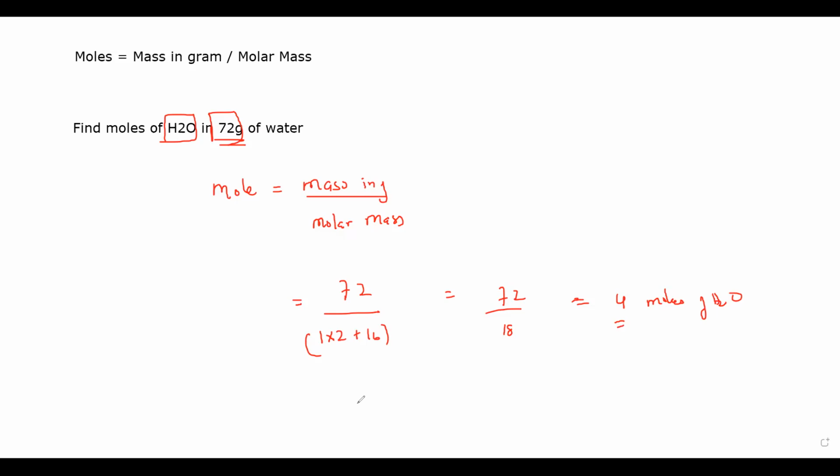That's the first formula of finding moles, that moles equal mass in gram divided by the molar mass. So according to the question, we have 72 grams of water and the molar mass of the water. To get the molar mass, we have to use a periodic table. There are 2 hydrogen atoms, each having a mass of 1, and there's only 1 oxygen atom having a mass of 16. So total mass of water is 18. So 72 divided by 18, the result will be 4 moles of H2O.